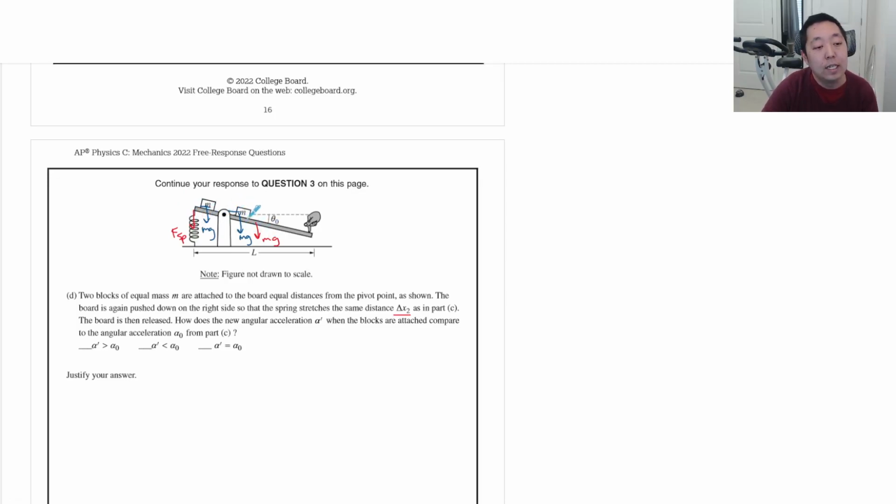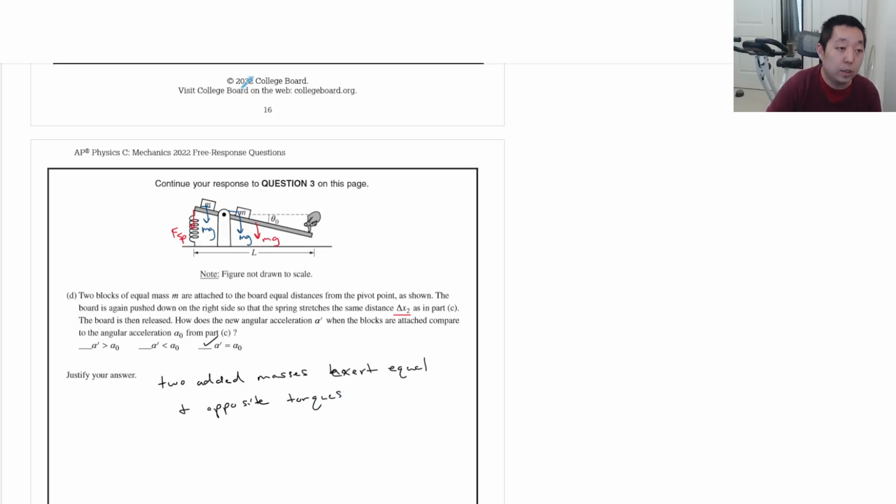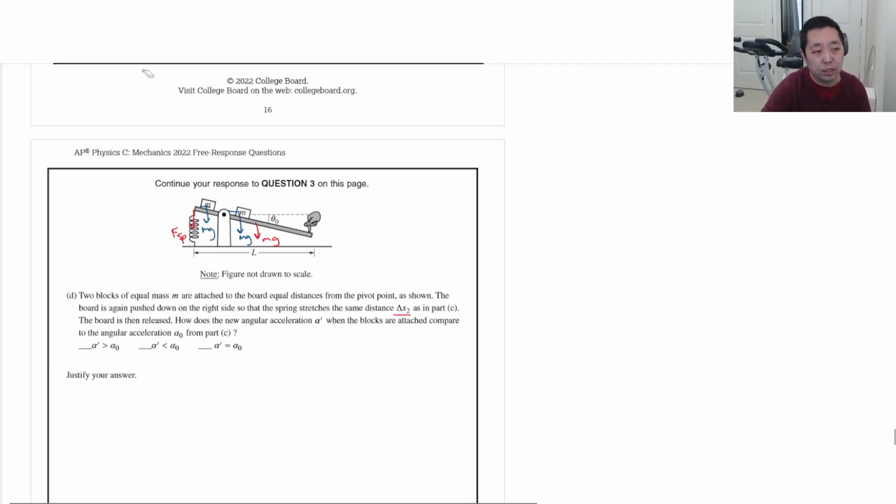Those things are there. Okay, so now that I've done that, these two mg's will balance out their net torque, right? So the net torque's not going to change, so the angular acceleration is going to be the same, right? Because basically the two added masses exert equal and opposite torques. Oh, nope, I have that wrong. Okay, I'm being really sloppy on this one, so I apologize. This one was a lot trickier than I realized.